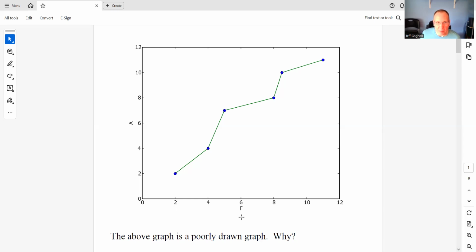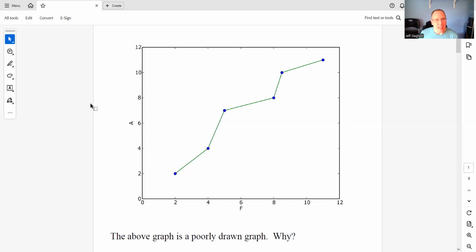Along with labels, you need units. So what is the acceleration measured in? Is it measured in meters per second squared? Is it centimeters per second squared? You want to make sure you have units. Same thing with force. Is it measured in newtons? Is it measured in dynes?